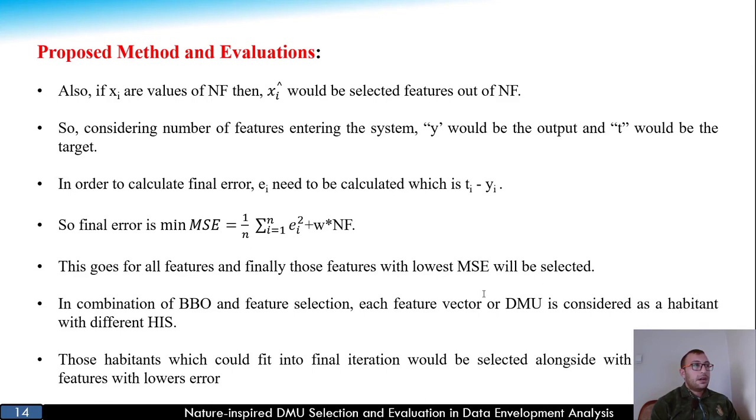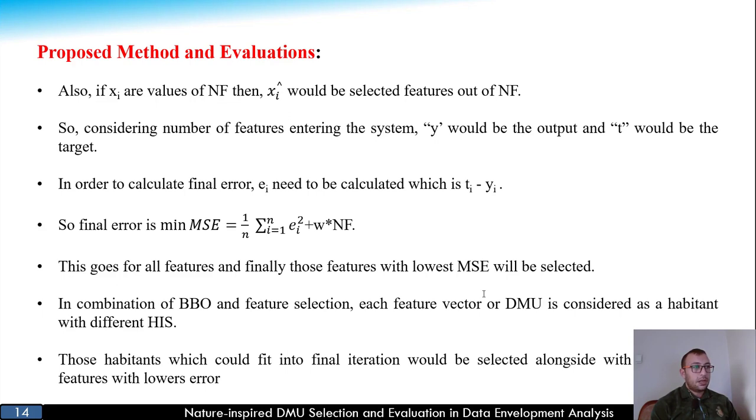Also, if xi are values of a number of features, then xi hat would be the selected features out of the number of features. So considering the number of features entering the system, y would be the output and t would be the target. In order to calculate the final error, ei needs to be calculated, which is ti minus yi. So the final error is the minimized MSE as follows. This goes for all features, and finally those features with the lowest MSE will be selected.